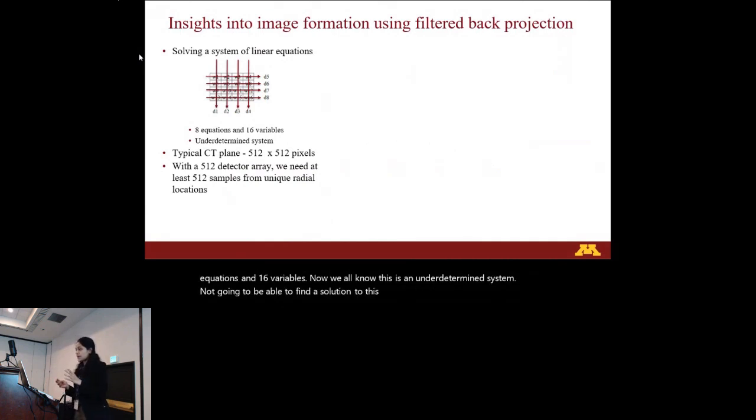When you look at a typical CT plane, you're going to have something like 512 by 512 pixels. That's a highly resolved CT plane. Now, if you need to determine all these variables, how many samples do you need? If you have a 512 detector array, you're going to need at least 500 samples acquired from unique radial locations.